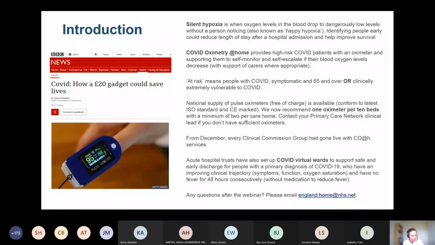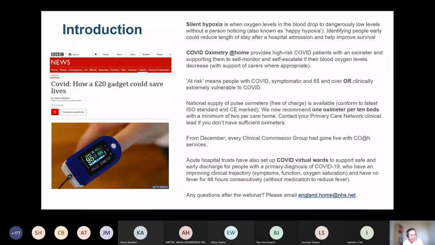It would also encourage inclusion of other important groups which may not be covered already, such as people with a learning disability, where there can be up to 6 times greater risk of mortality from COVID. To support this, we've procured a national supply of oximeters which conform to the latest ISO standards and are CE approved. For care homes in particular, we recommend 1 oximeter per 10 beds with a minimum of 2 per home. So if you don't have enough oximeters in your care home or care homes, then we'd recommend you get in touch with your primary care network clinical lead.